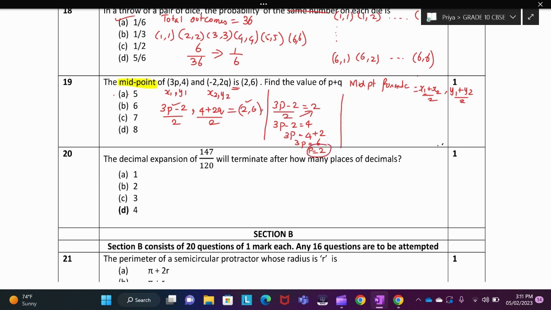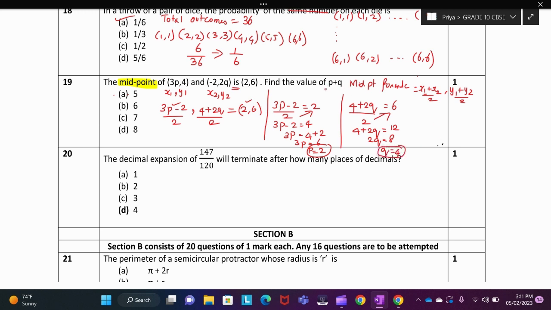Similarly, I have to equate y coordinate with the y coordinate. So the y coordinate on the left hand side is 4 plus 2q by 2 and the right hand side is 6. Transpose it. 4 plus 2q is equal to 6 times 2, which is 12. 2q is equal to 12 minus 4, which is 8. So q is equal to 8 by 2, which is 4.